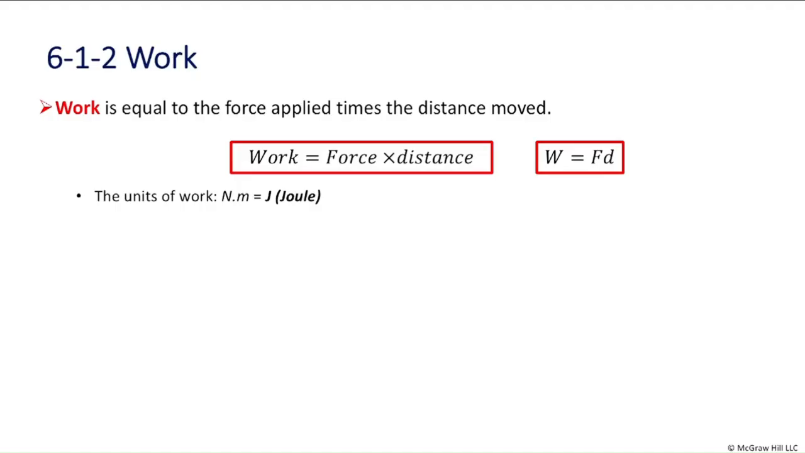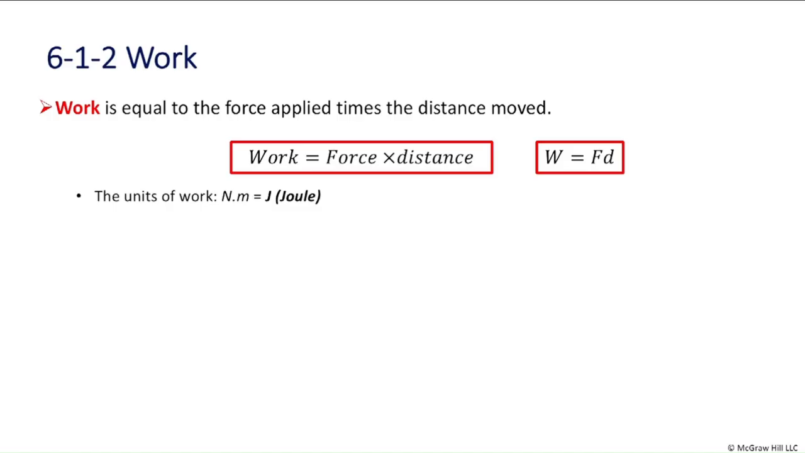And the unit of work is Newton meter. So force is in Newton and distance is in meters. So the unit of work is Newton meter. And in the metric system, we call Newton meter joules. So 1 Newton meter is equal to 1 joule.